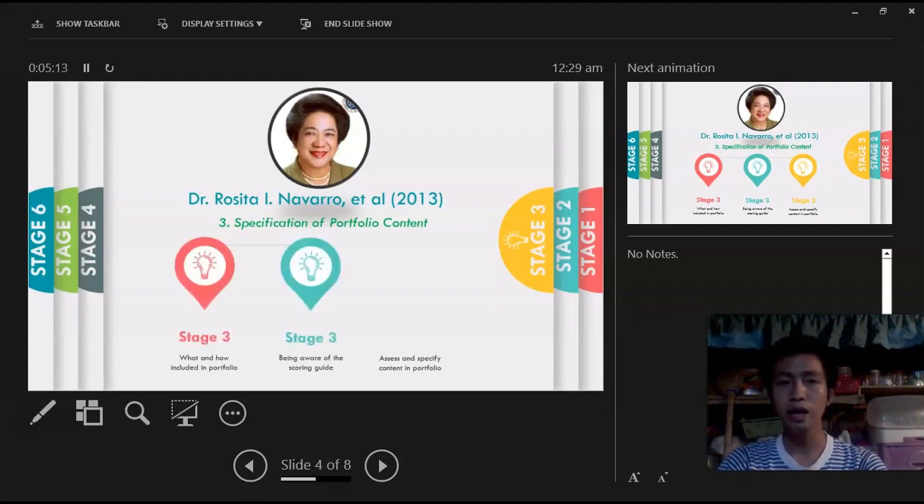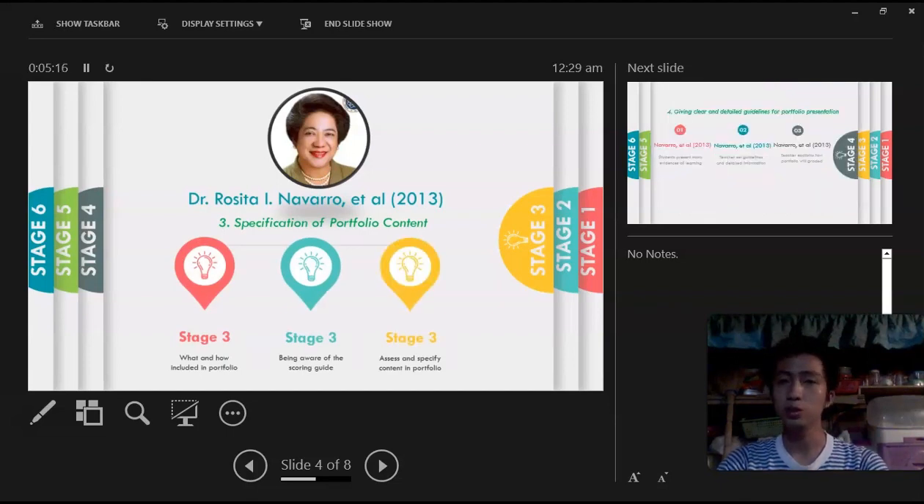So, what and how much should be included in the portfolio? Specifically, what and how much has to be included in the portfolio, both core and optional. Mahalaga rin na isama ang mga options sa pagtatasa na ito as this encourages the students to self-expression and independence. Being aware of the scoring guides. So the students should be aware of the scoring guides or skills that will be used before doing the task.